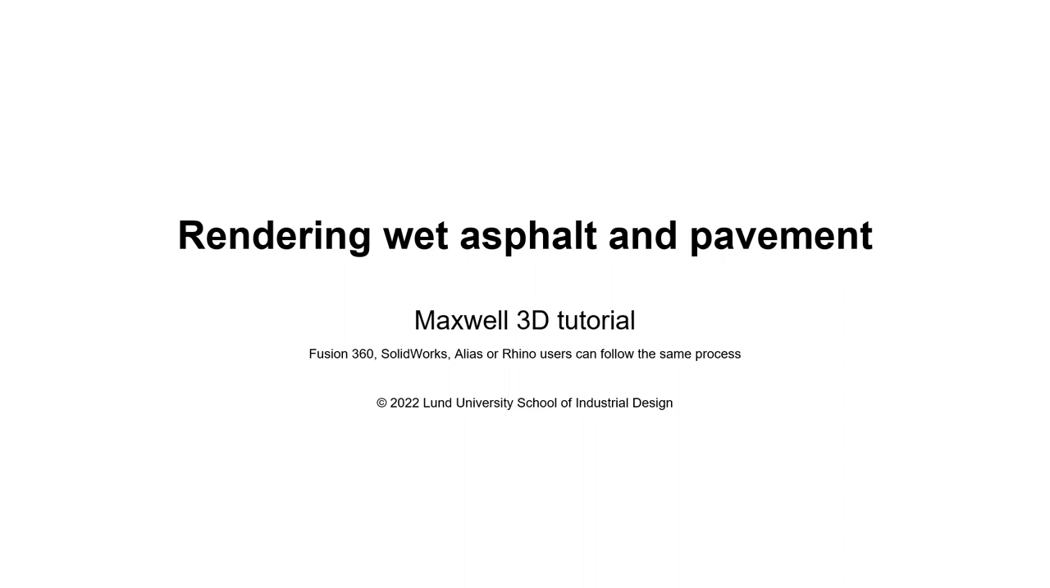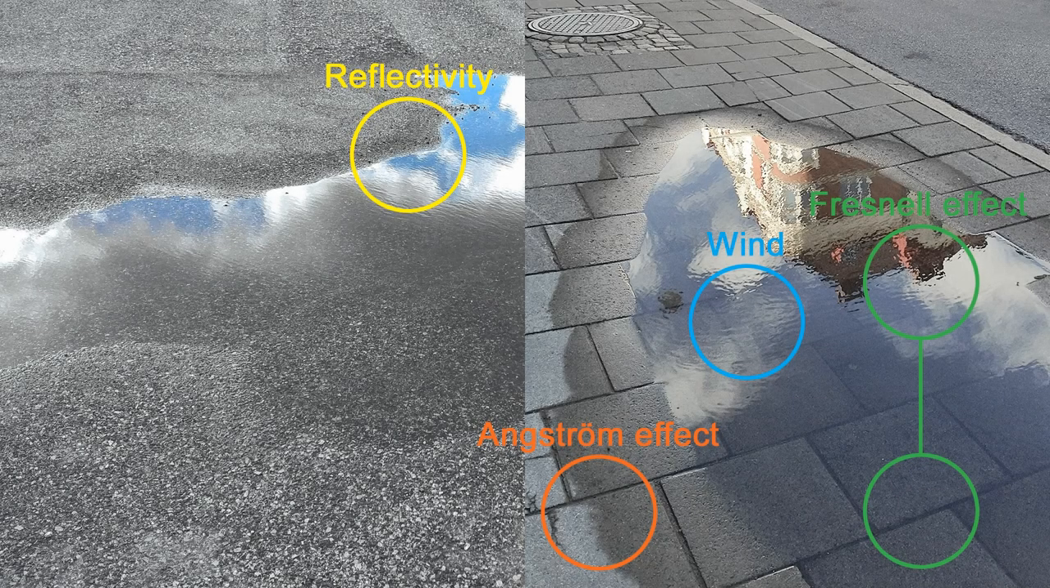This tutorial is about rendering wet asphalt and pavement. But before we make the materials, let's have a look at a bit of theory, because there are several factors that come into play. Reflectivity, the Fresnel effect, the Angstrom effect, and wind.